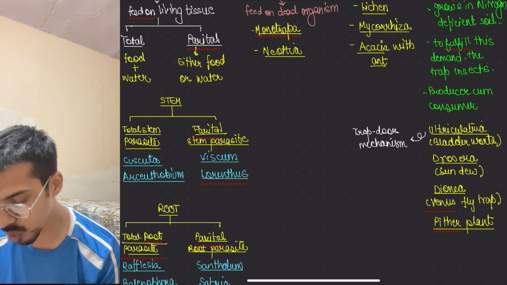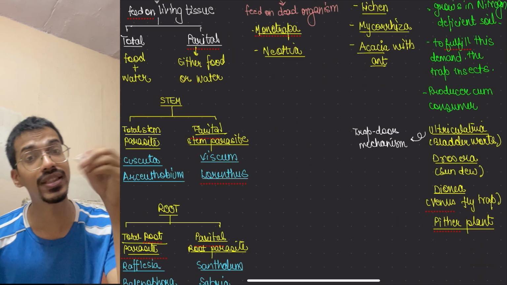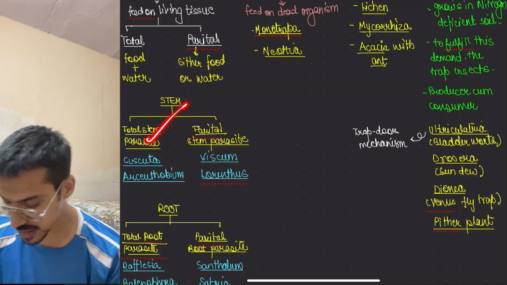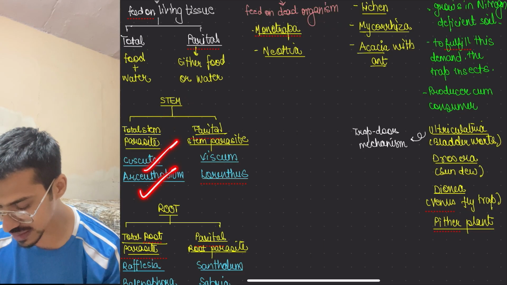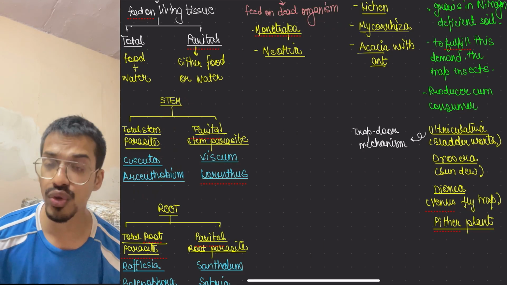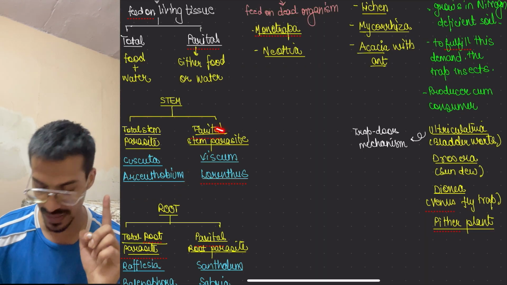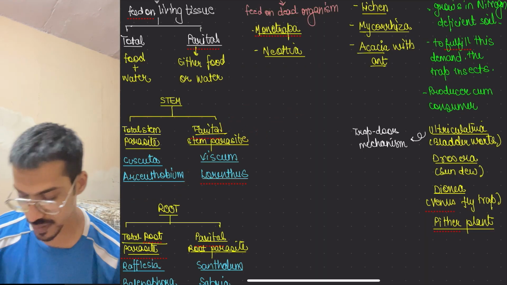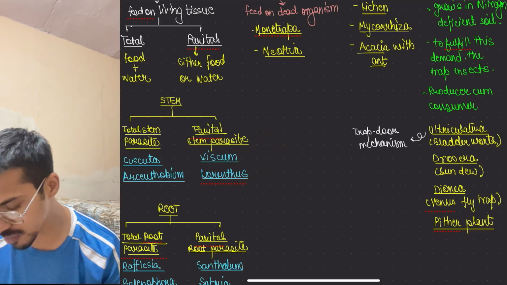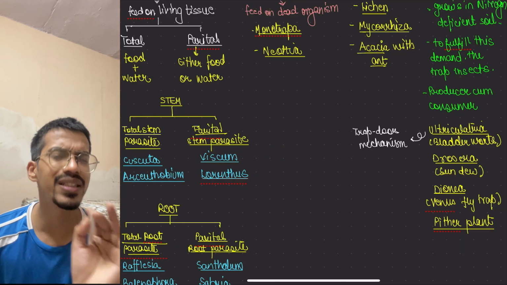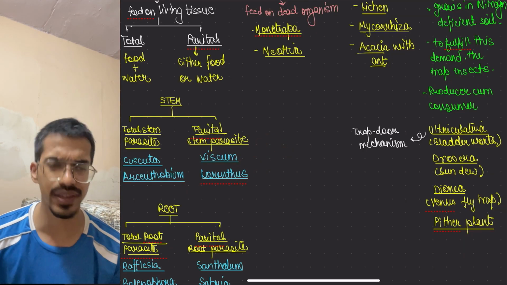So we have certain plants that live on the stem of another plant. What is that? Total stem parasite, like Cuscuta or Arceuthobium. Arceuthobium is the smallest angiosperm, which is parasitic. Partial stem parasite is Viscum album. You don't have to remember these names, just remember that these are the categories.